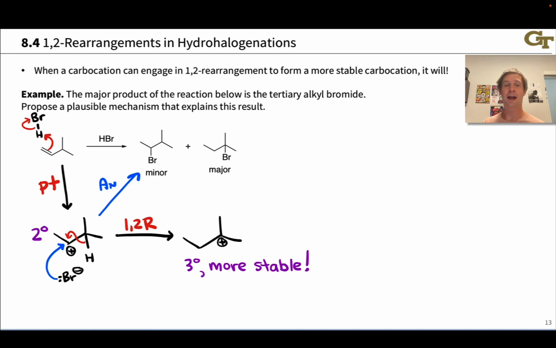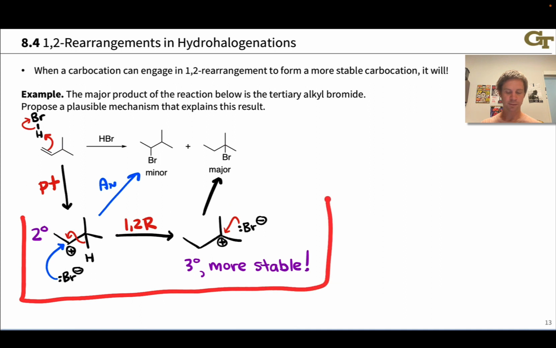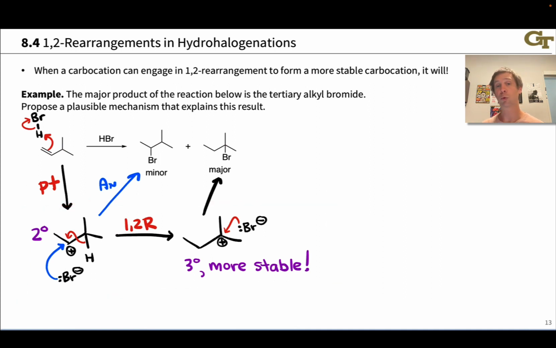So this new carbocation, which is very rapidly formed from the secondary carbocation initially generated, can now be attacked by bromide, and this leads to the major product, which again involved this carbocation rearrangement followed by nucleophilic attack. So watch out for this. When you generate a carbocation that can rearrange to a more stable cation, that will generally occur very rapidly to give the product derived from rearrangement as the major product.